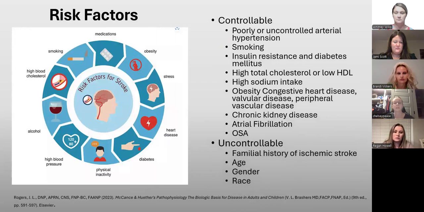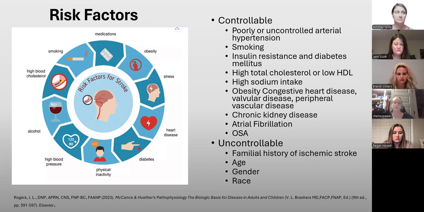Now we're going to discuss the risk factors, controllable and uncontrollable. Smoking and drinking are controllable risk factors. Atrial fibrillation is a risk factor. High sodium intake. Then you move into uncontrollable risk factors: family history of an ischemic stroke, age. Anyone over the age of 65 is at a greater risk, gender and race. African Americans tend to be at a greater risk for a stroke.